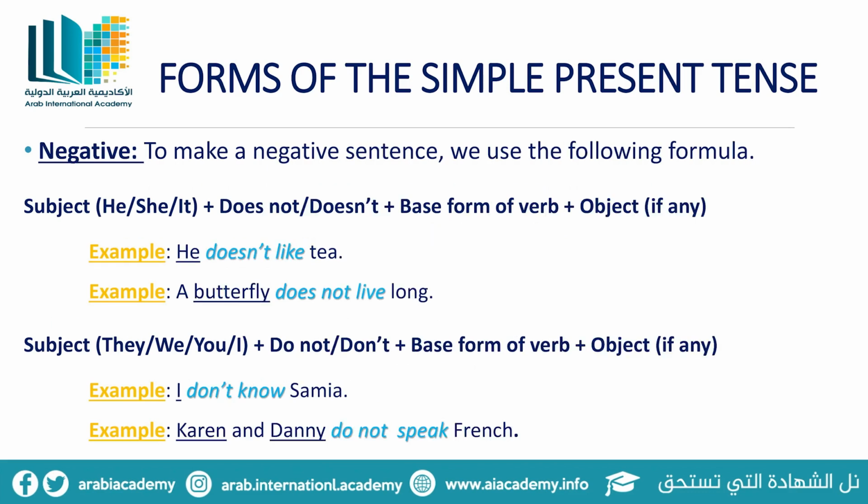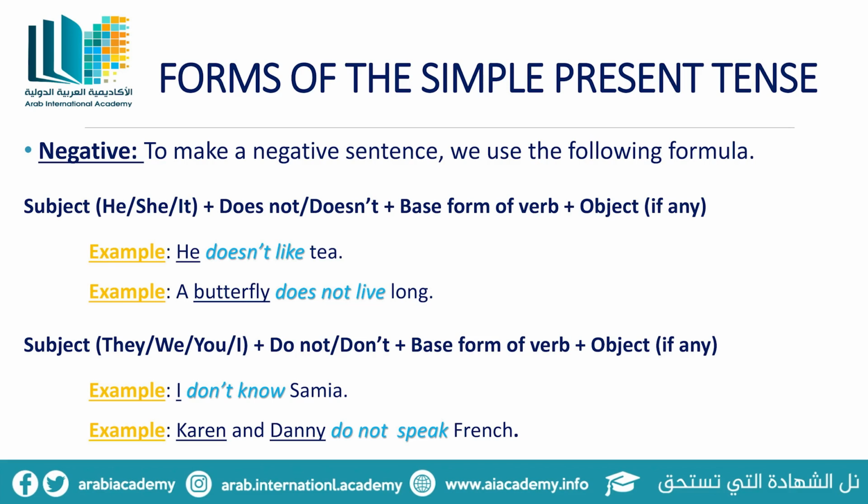To make a negative sentence, we use the following formula. If the subject is he, she, or it, we add to the sentence does not plus base form of the verb plus the object if any. For example, he does not like tea. He is the subject, does not shows the negative form of the sentence plus the base form of the verb, which is like, and the rest of the sentence.